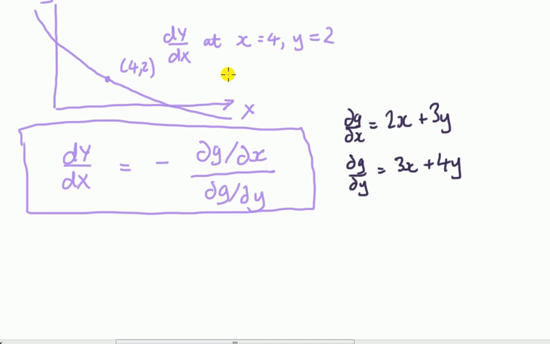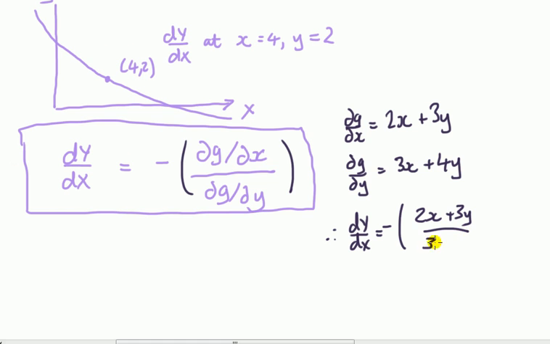So therefore, our answer is that dy by dx is equal to minus. That minus is the whole lot, right? Some people get confused, so let's put that in brackets. 2x plus 3y over 3x plus 4y. That's the expression.